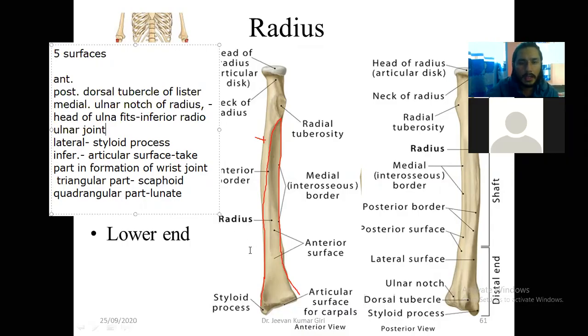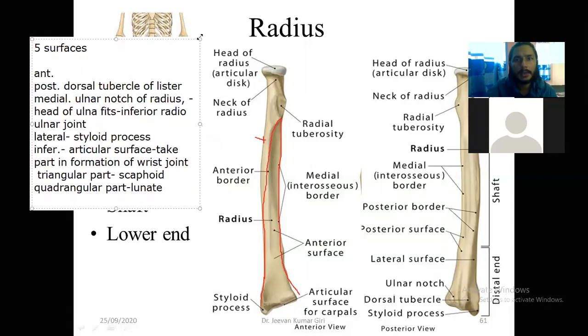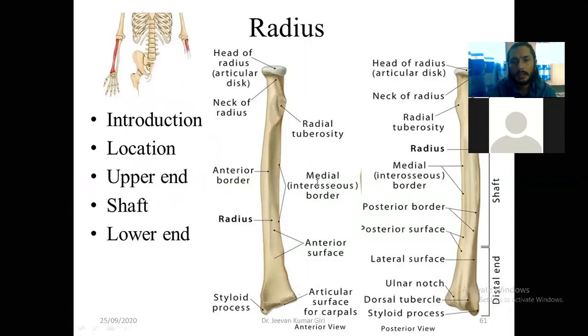And the inferior surface, that is the articular surface, takes part in formation of the wrist joint. Two bones will articulate with the inferior surface. Laterally, there is a triangular area, which articulates with the scaphoid bone, and the medial quadrangular area articulates with the lunate bone. This scaphoid and lunate are carpal bones, that you know already. Are you getting it here? Okay, no confusion.